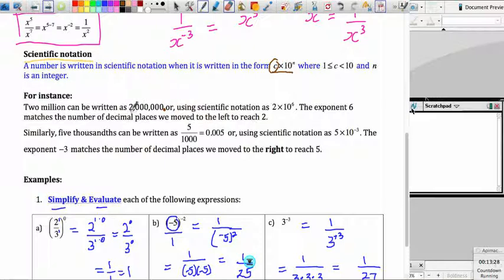So basically what we're going to do with this number here is take our decimal point. We're going to have to move that 1, 2, 3, 4, 5, 6 times in order to get a number between 1 and 10, and that's why we write it as 2 multiplied by 10 to the power of 6, 6 accounting for the fact that we moved our decimal point 6 times in order to reduce the number 2 million to the number 2.